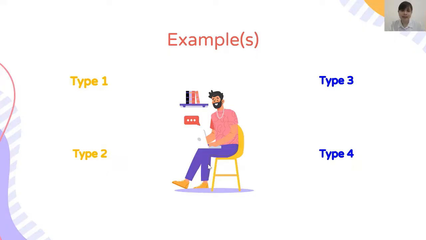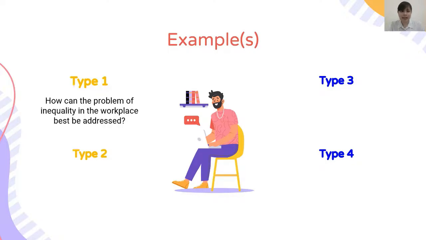Now let's discuss the sample questions for each type. Type 1. How can the problem of inequality in the workplace best be addressed? This means that you are asked to give solutions about how to cope with inequality in the workplace.